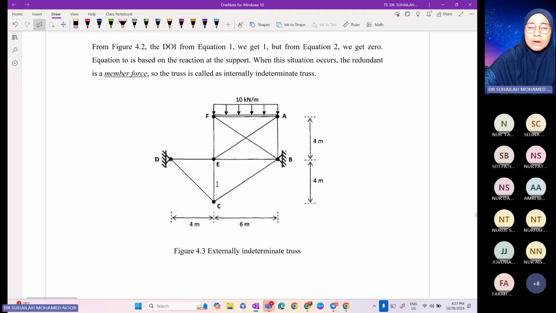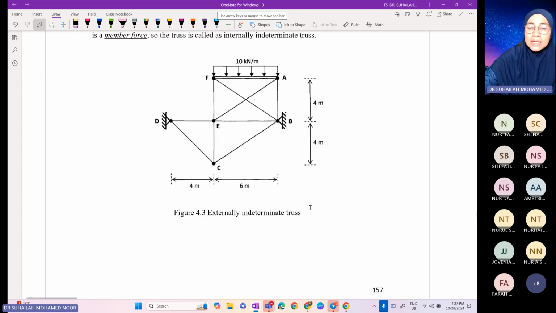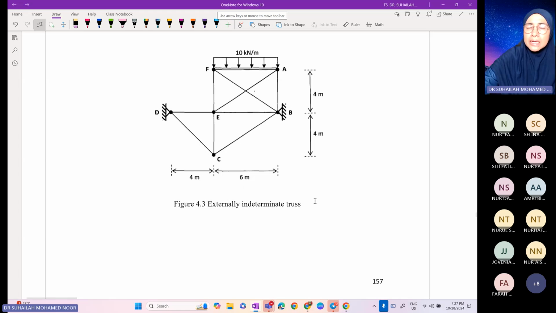There are 4 unknown reactions. 4 minus 3, 1. So means that one redundant comes from reaction and another one redundant comes from member force, the crossing ones there, either AE or BF can be the redundant. This is actually an indeterminate truss, a combination of externally and internally. So the label is wrong, right? Internally and externally indeterminate truss because it has a combination of redundants which come from support reaction and member force.